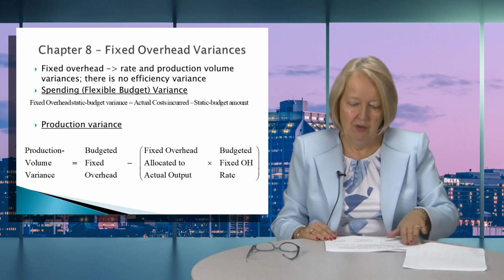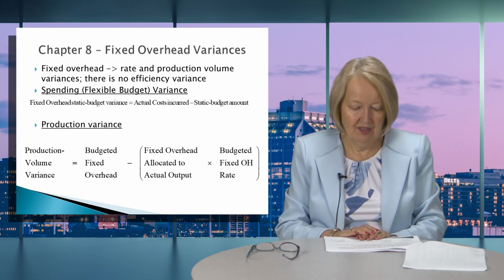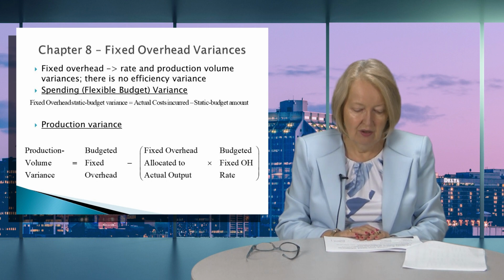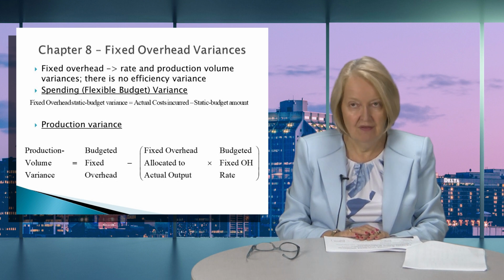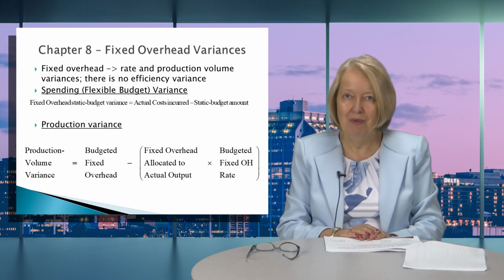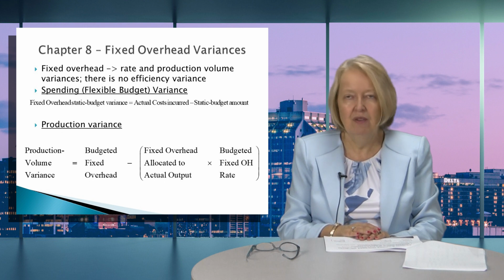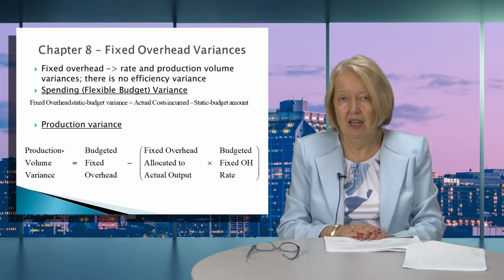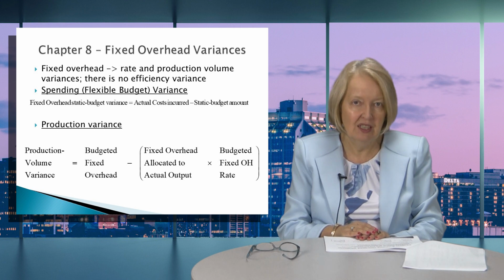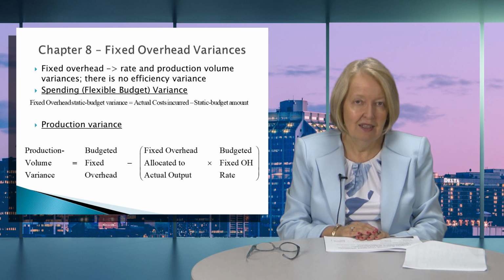Chapter 8 also included your fixed overhead variances. So your fixed overhead, here you're looking at rate variance and a production volume variance. There's no efficiency variance when you are discussing fixed overhead. You can't obviously be more efficient in your use of overhead for fixed costs. So think about your fixed expenditures related to overhead. It could be the lease, for example, on your building. Well, it doesn't matter how many units you're producing, that cost is not going to change. However, what can change is your spending.